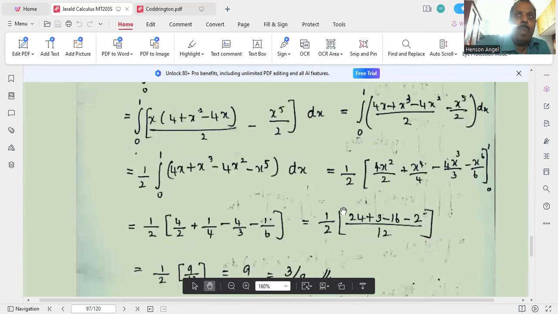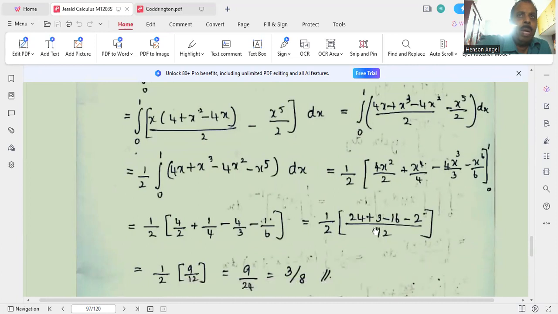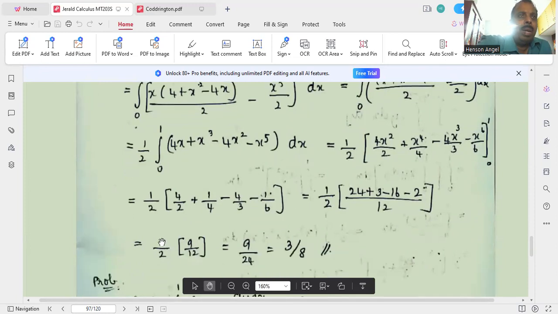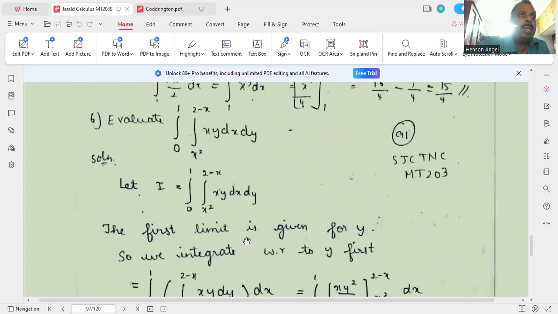So after applying the upper limit, we get this expression, 1 by 2 into this expression, which is obtained by taking LCM. That is LCM is 12. Here we get 24 plus 3 minus 16 minus 2. When you simplify this, we get 1 by 2 into 9 by 12. That is equal to 9 by 24. That is equal to 3 by 8. This completes the sixth problem.